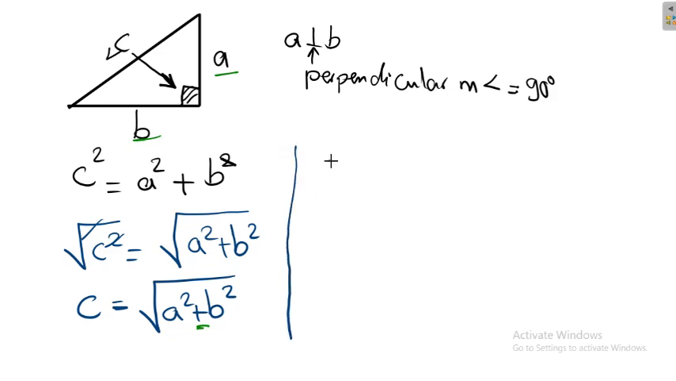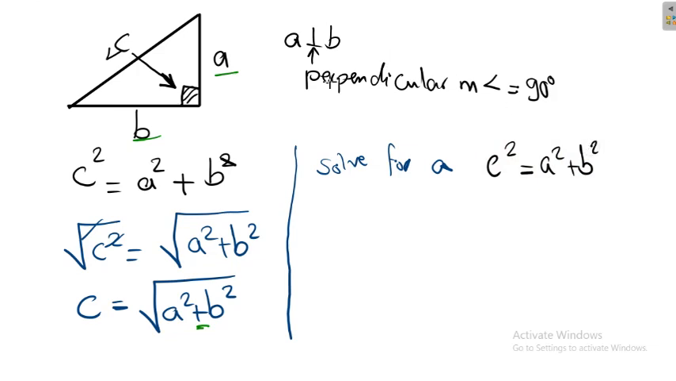Let's solve for A. Solve for A means get A alone on one side, and we want 1A to the power 1. So first we have A square plus B square. We want to get rid of this B square by sending it to the other side. Let's write it. C square equals A square plus B square.